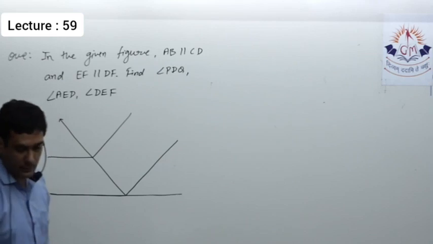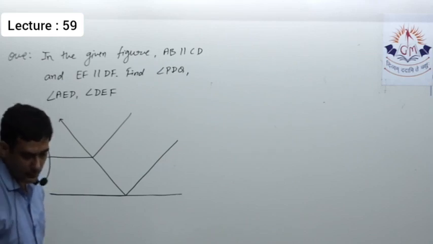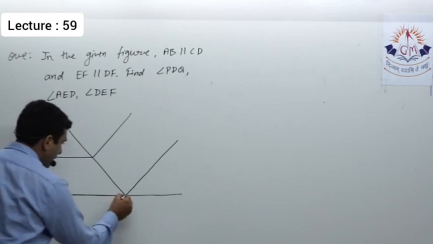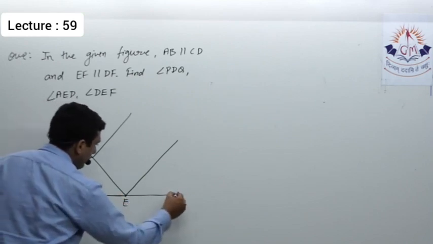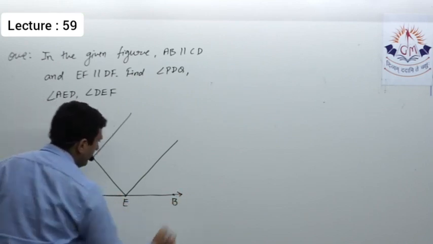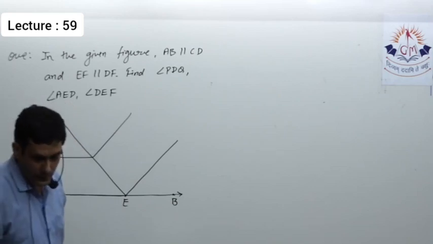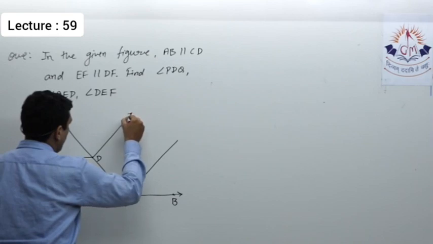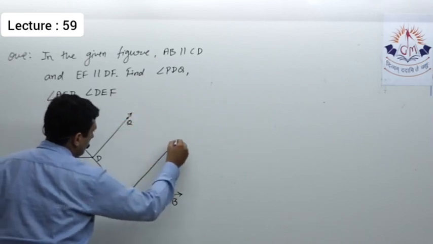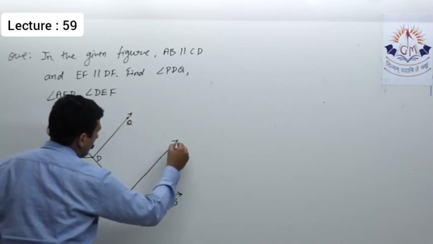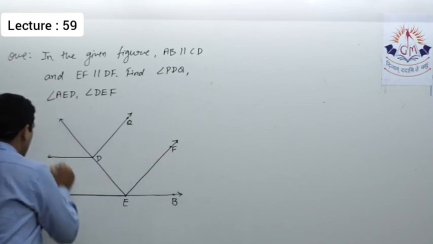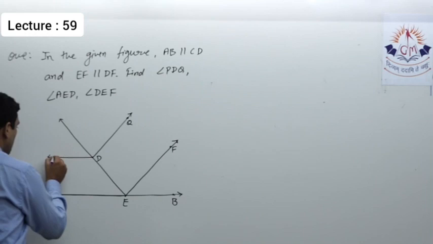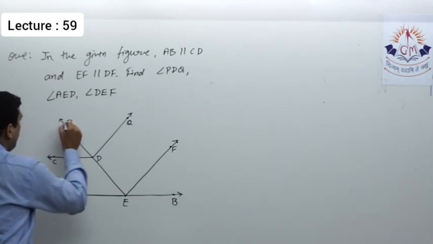Okay, something like this is the diagram. Points are given: A, this point is E, this point is B, then this point is D, this point is Q, this point is F. Okay, this point is C and this point is P.